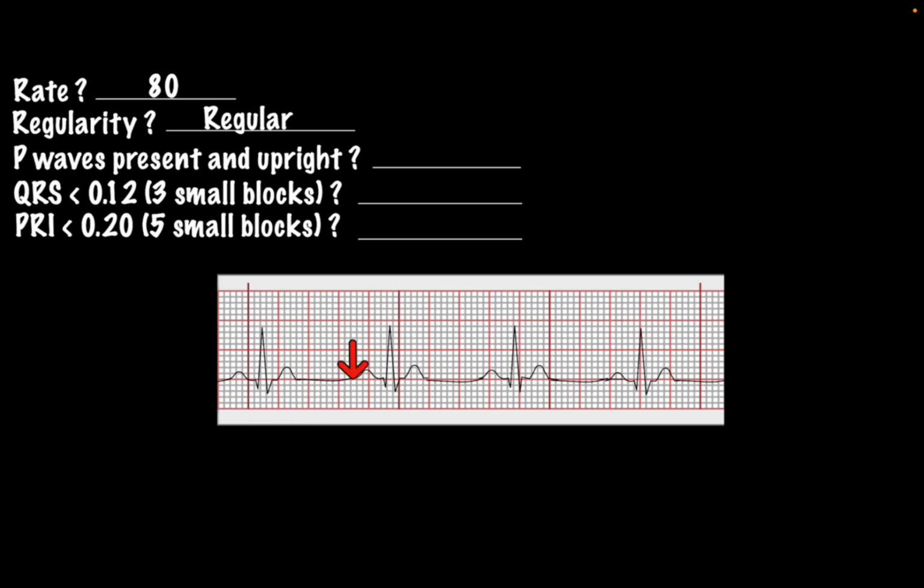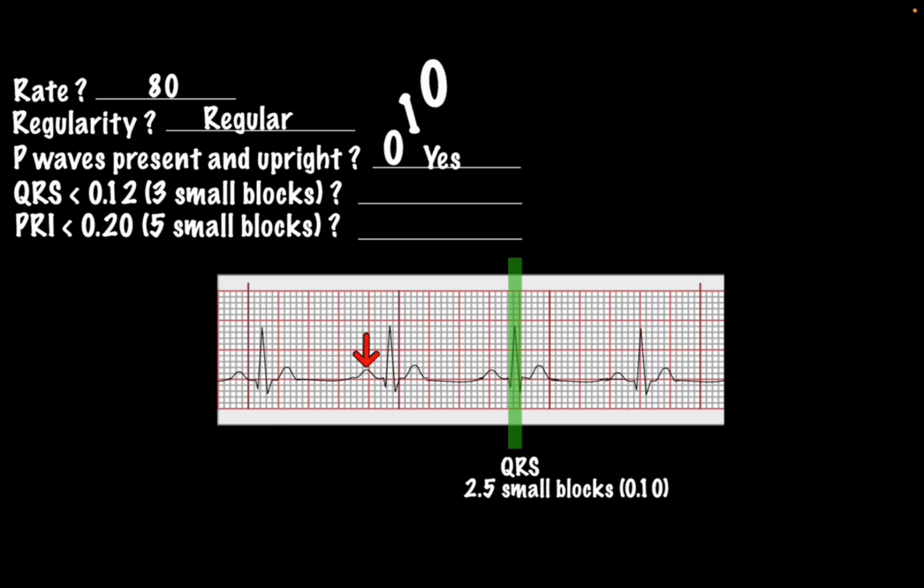But we'll take a look at this P wave. All of the P waves look pretty darn similar. It is going in the same direction as the QRS. So we're going to say, yeah, it's present and upright. Now we got to measure the QRS. So let's take a look at that. Don't get hung up on the exact fraction. I'm going to call that 2.5 squares. As long as it's under 3 small squares, we're good. In future videos, we'll talk about wide complexes, what causes them, and what's going on in the heart. But this guy looks narrow, so we're going to call him 2.5 squares, right? So that'll put him at 0.10.